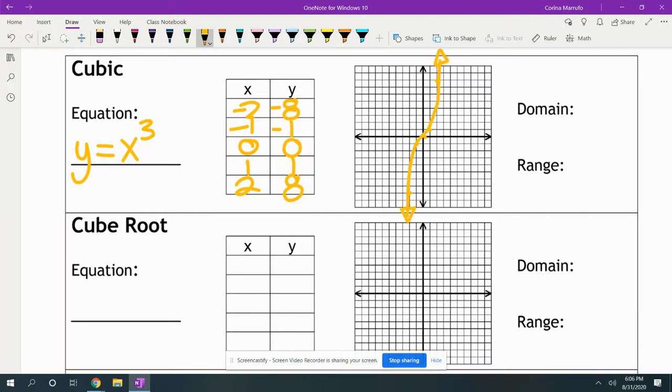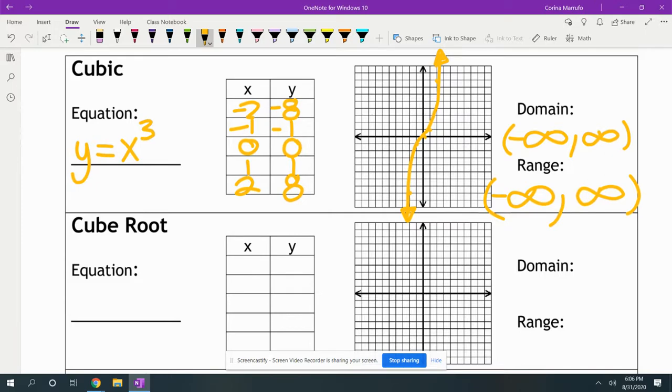Okay. And then from there, our domain, so if you notice, our graph is slowly spreading apart this way, and it's slowly spreading apart that way. So that means our domain is going to cover all real numbers, or -infinity to positive infinity. All right, next, if we look at our graph, it points down forever. So it's going to go from -infinity, and it points up forever. So it's going to go up to positive infinity.